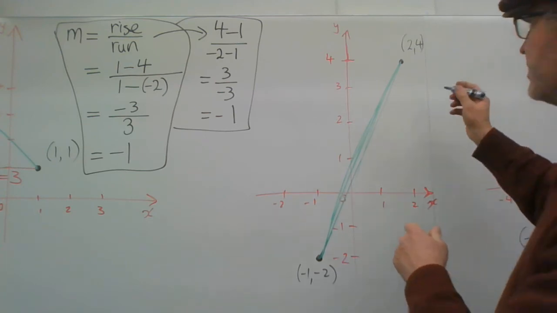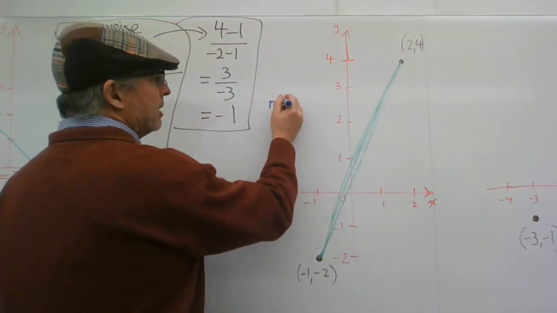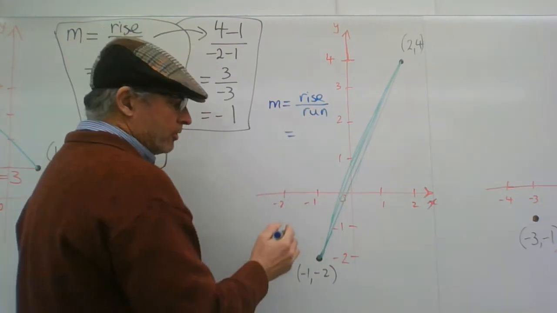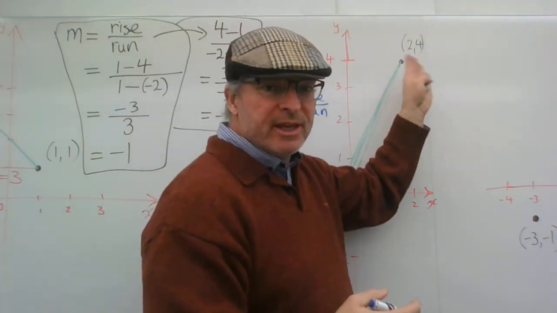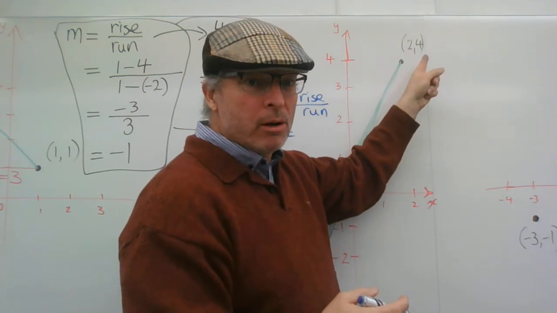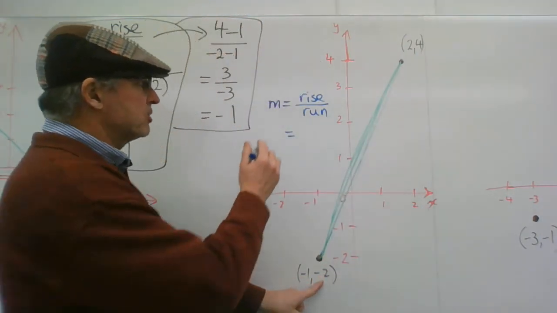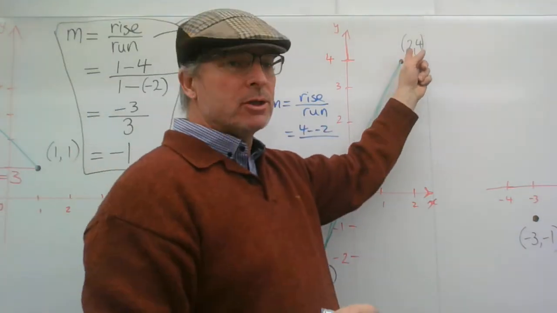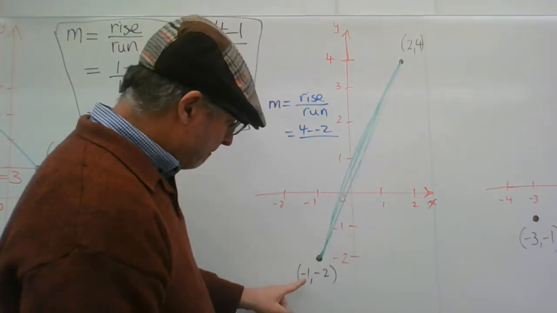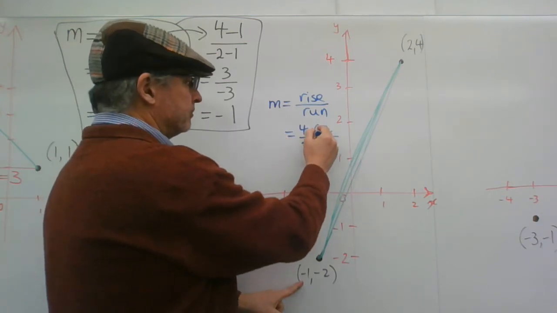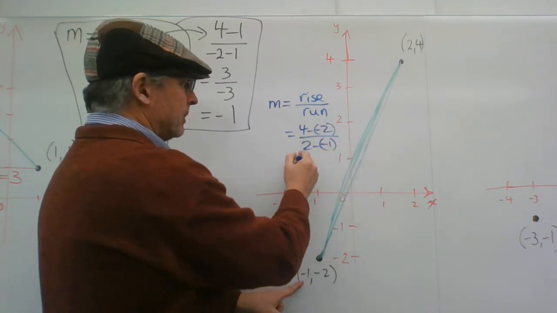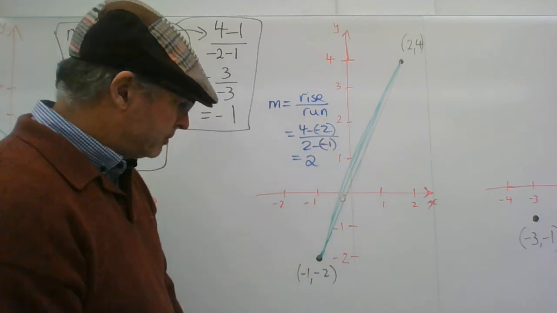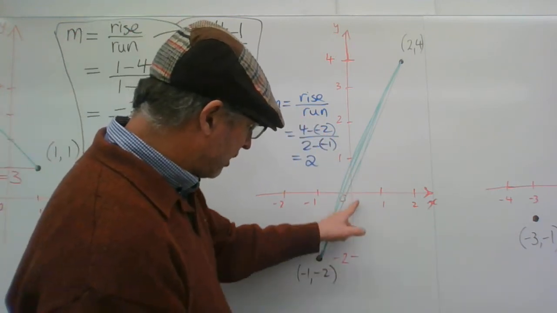We've got to do the rise over the run. M equals rise over the run. So the rise, how about we use this first? So 4 minus 2, and then this second, 2 minus 1. 6 on 3 is 2. It's going up 2. So for each one across, it goes up 2.